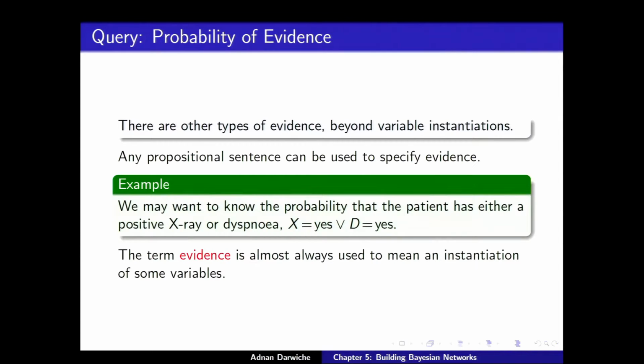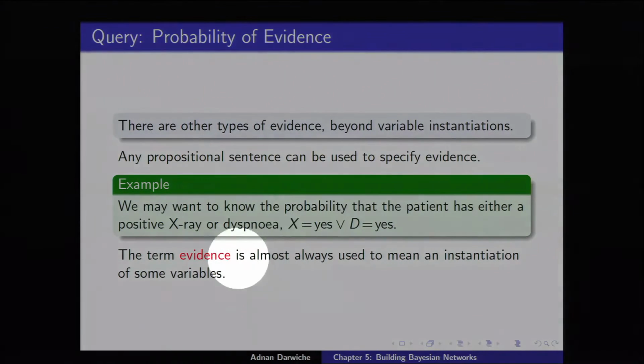So what do you do? Suppose you have a tool that only handles evidence as I showed on the previous slide, which is setting variables to values and finding the probability of that. And now you want to compute the probability of a disjunction like this.